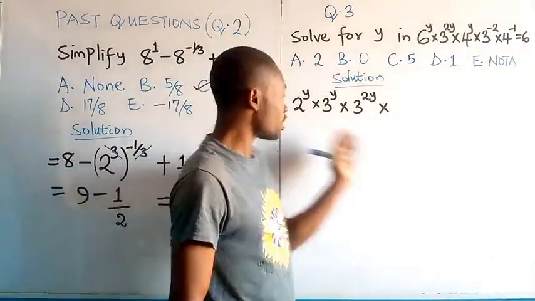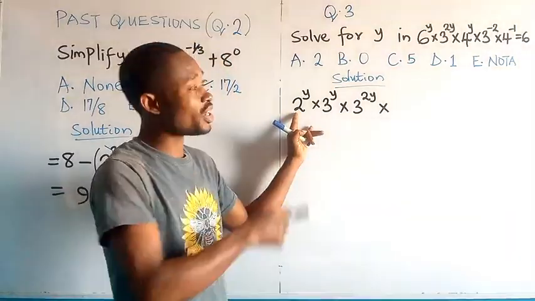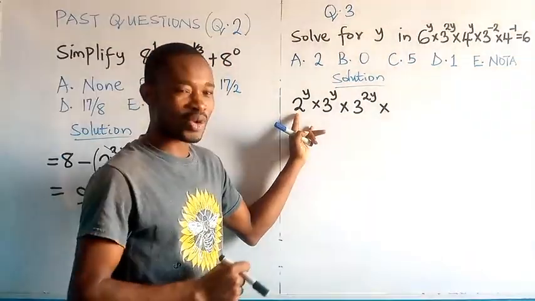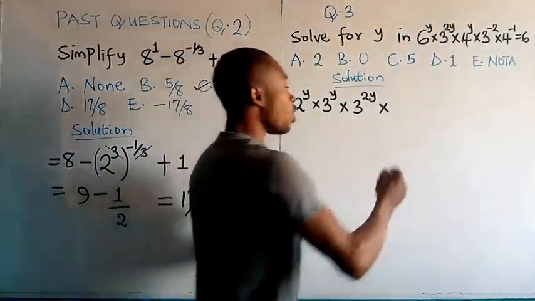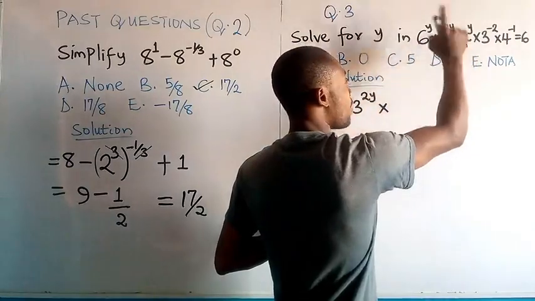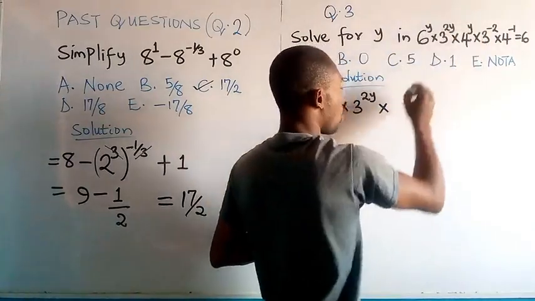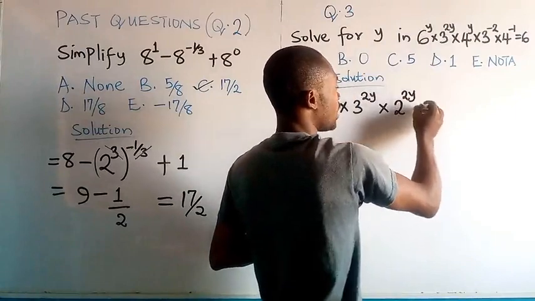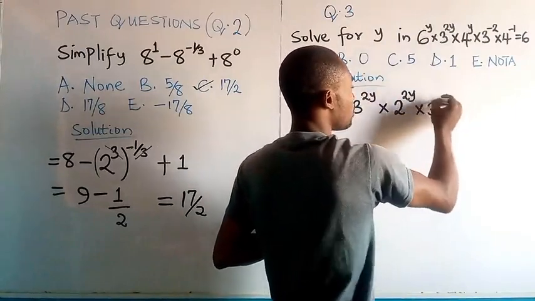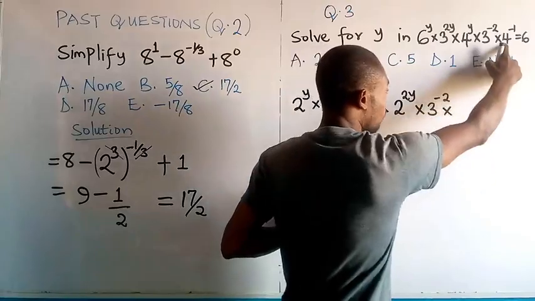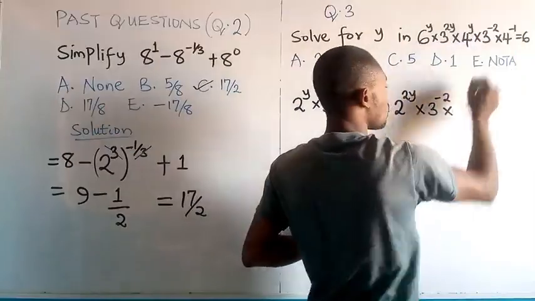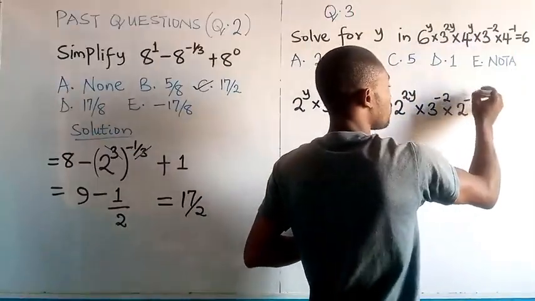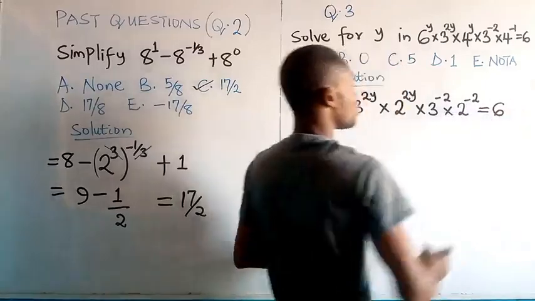Now, I have to do that because you can see now that 2 has appeared here from 6. And 2 is also a prime number, even if it's an even number, it's also prime. So that 4 will be broken down to 2 to the power of 2. That power 2 will multiply that power y, that will give you 2 to the power of 2y, and then times that 3 to the power of minus 2 times this 4. I will break it down to 2 to the power of 2. The power 2 will multiply power minus 1 here to give us 2 to the power of minus 2, and everything will be equal to what?